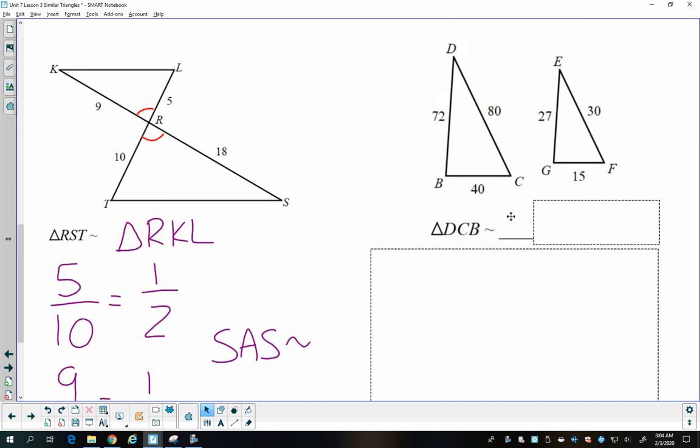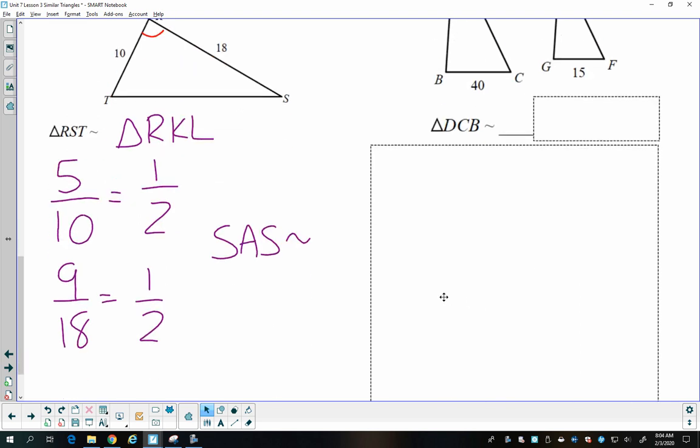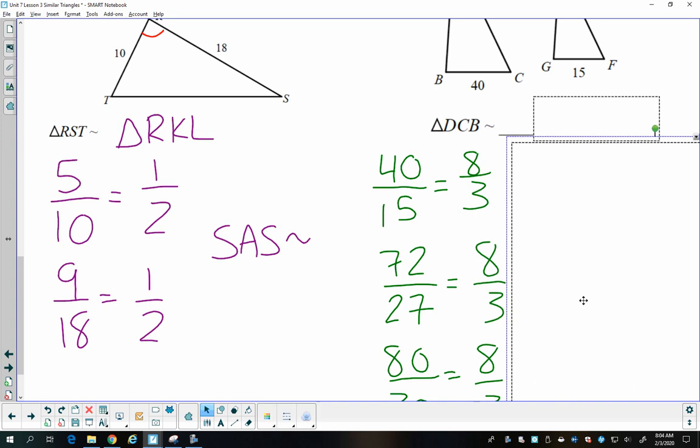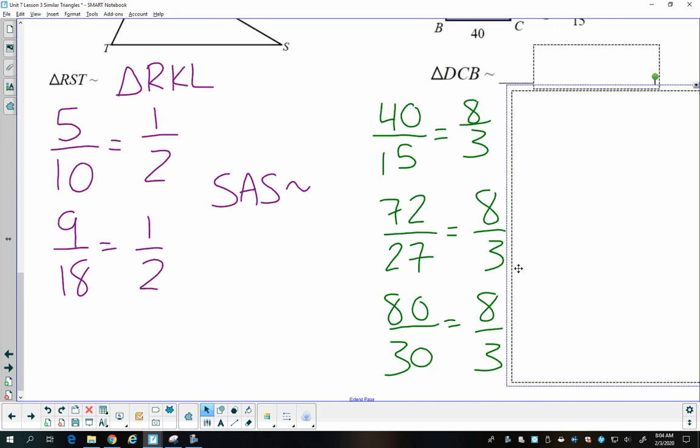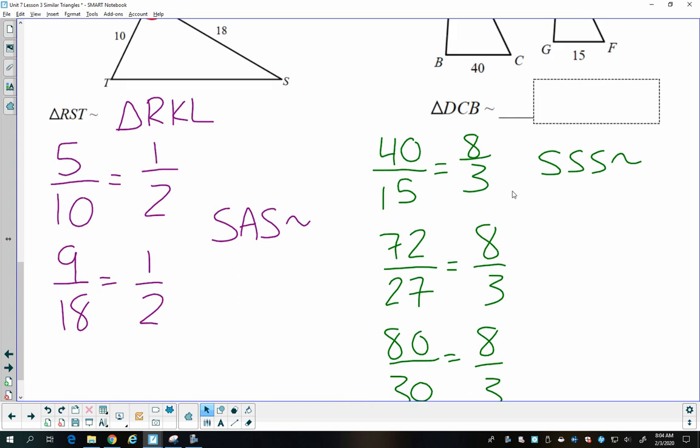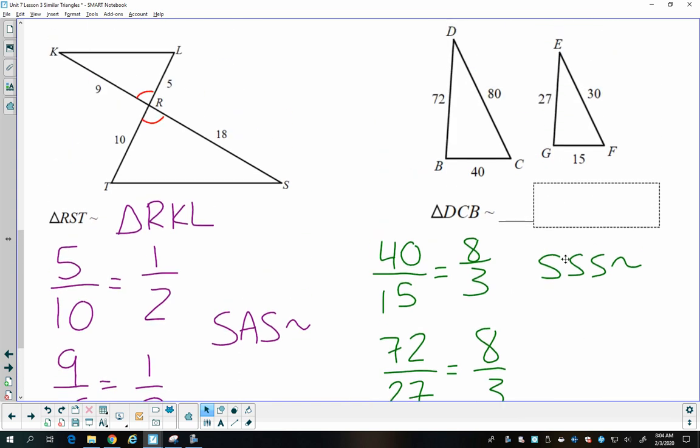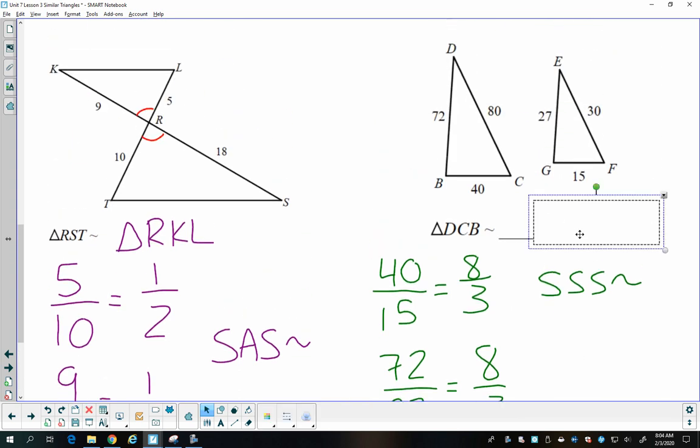And last but not least, we know nothing about the angles in these two triangles, so let's check side-side-side. All the fractions do simplify to be 8 over 3. And so this is side-side-side similarity. And we'll name that smaller triangle EFG.